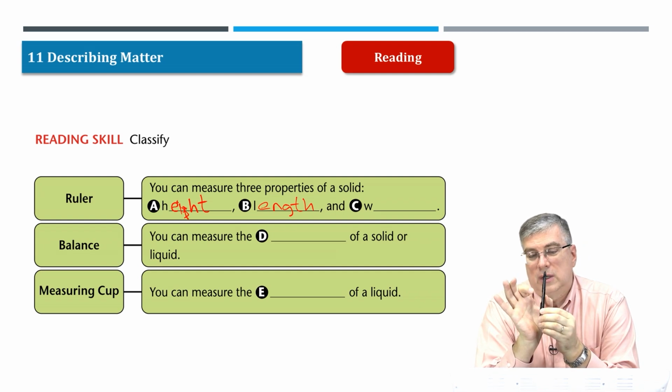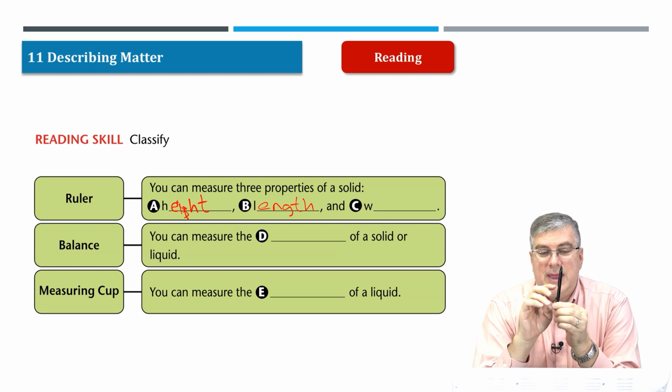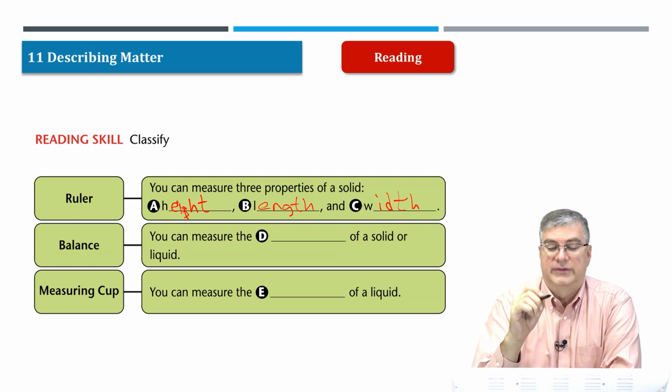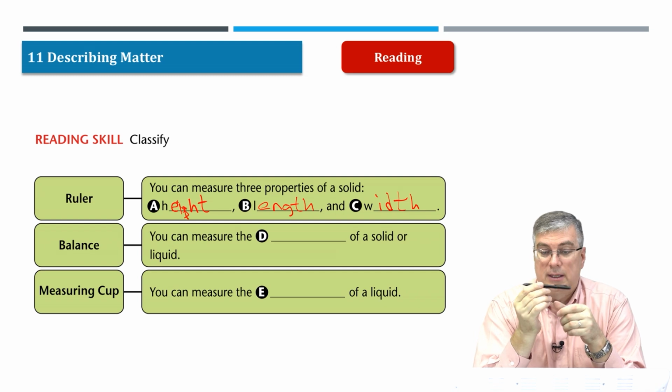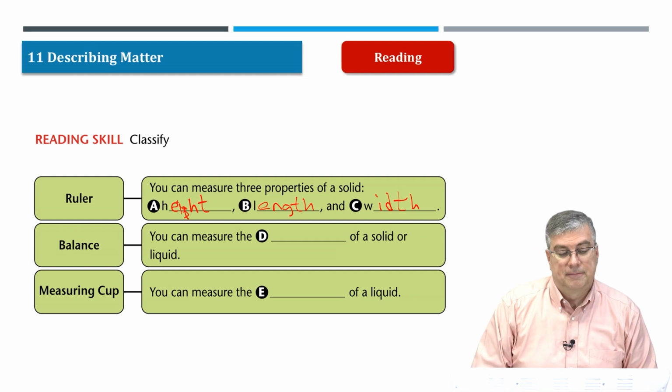And then, of course, if we're looking at something, we also want to see how wide it is from one side to the other. That measurement starts with a W. That is the width. It's very similar to wide, right? Width. What is the width of something? So, height, length, width. Okay, good. We use a ruler to measure those things.